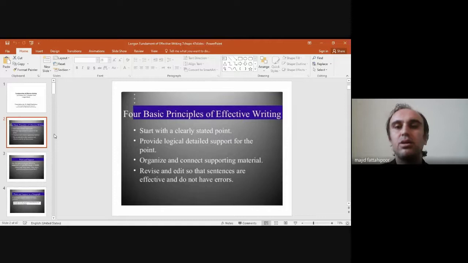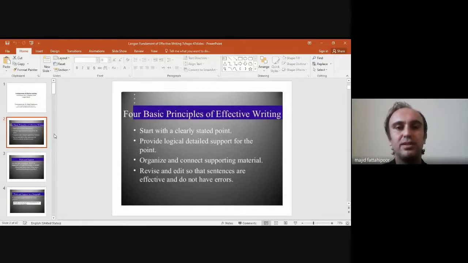Okay, so then an academic writer can provide logical, detailed support for that point. Okay, when the first point is done, I mean, we just have one clear point to bring forward, then we can give support by some details. 1, 2, 3, 4 pieces of details or examples that support that point. Okay, so this is the backbone, the structure of the paragraph you're writing in as an academic writer.